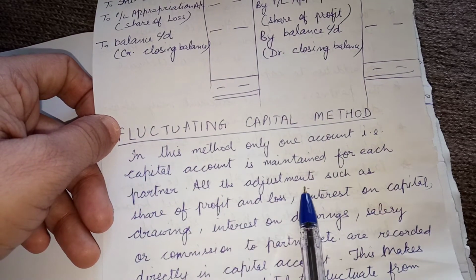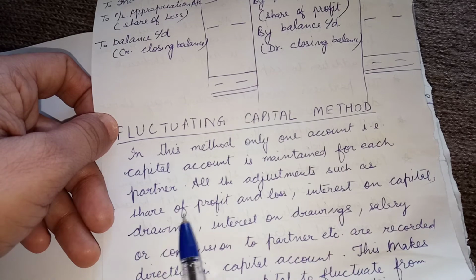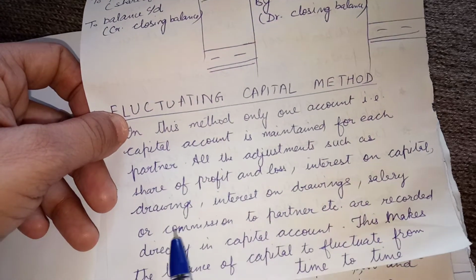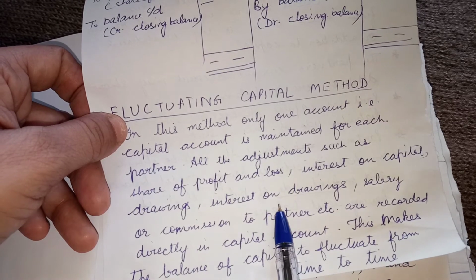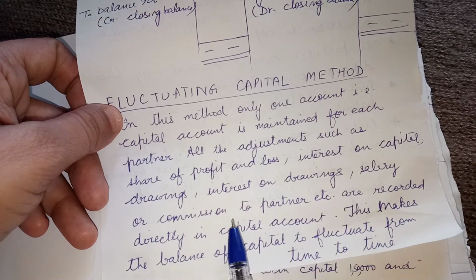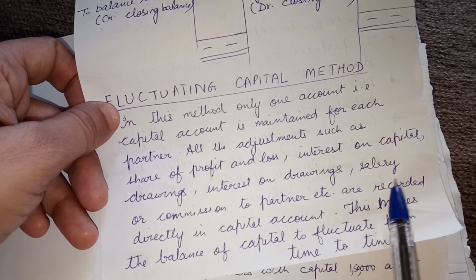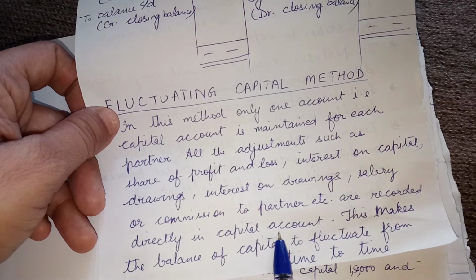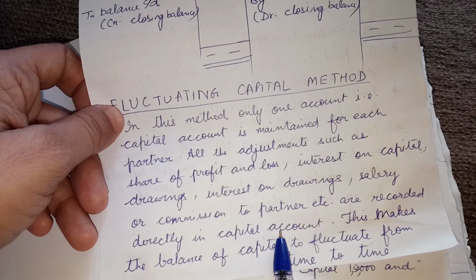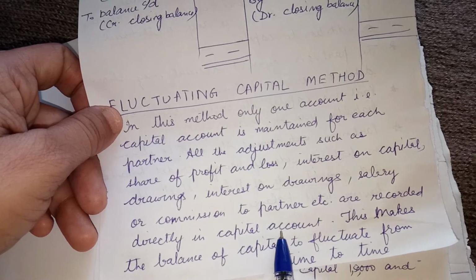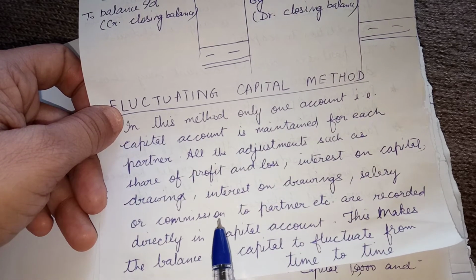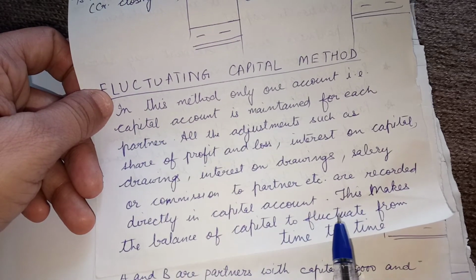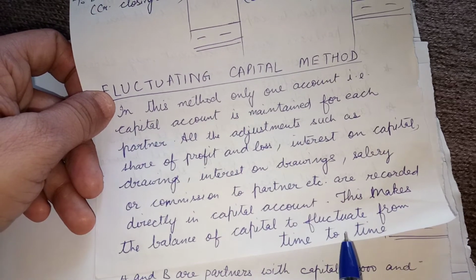All the adjustments such as the share of profit and loss, interest on capital, drawings, interest on drawings, salary or commission to the partner, etc., are recorded directly in the capital account. So here we don't maintain two different accounts. All the entries are collectively done in the particular partner's capital account. This makes the balance of the capital fluctuate from time to time.